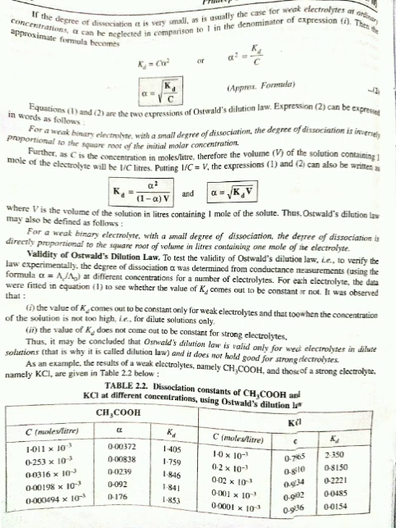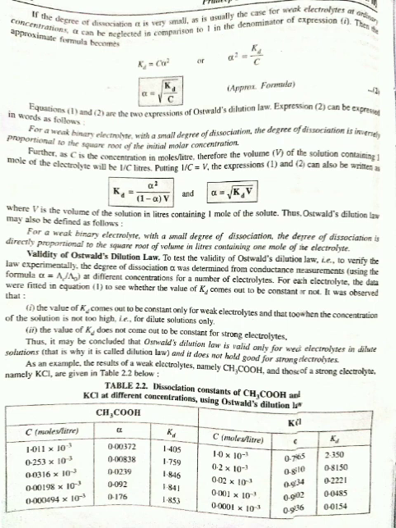Expressions 1 and 2 can also be written as Kd is equal to alpha square upon (1 minus alpha) into V, and alpha is equal to root of Kd into V, where V is the volume of the solution in liters containing 1 mole of the solute. Thus, Ostwald's dilution law may also be defined as follows. For a weak binary electrolyte with a small degree of dissociation, the degree of dissociation is directly proportional to the square root of volume in liters containing 1 mole of the electrolyte.